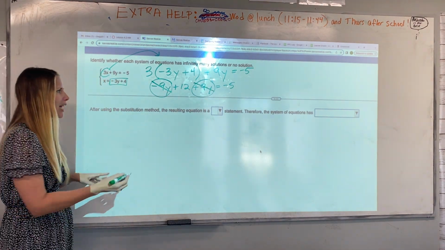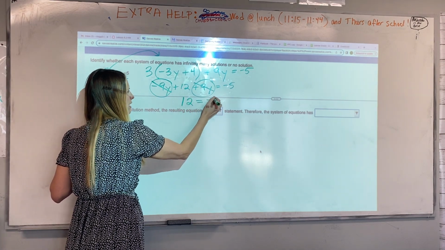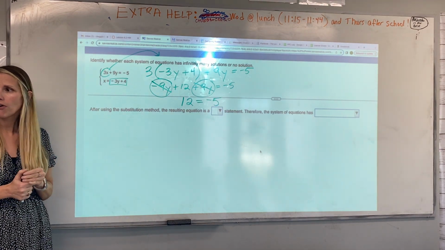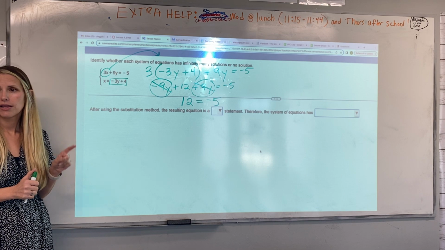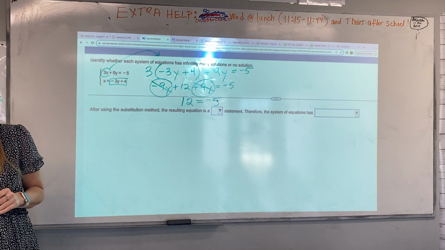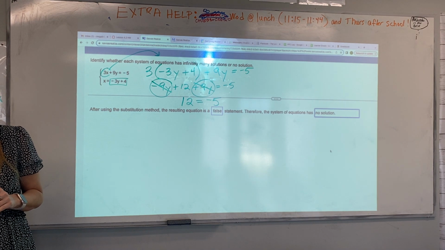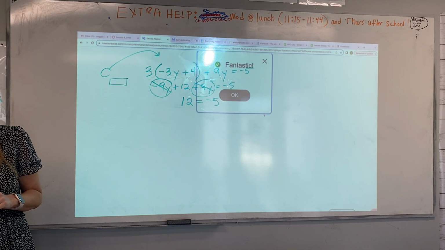If I cancel those out, I'm left with the equation 12 equals negative 5. Is it a true equation or a false equation? False. If the equation is false, there's no solution. There we go. False statement, no solution.